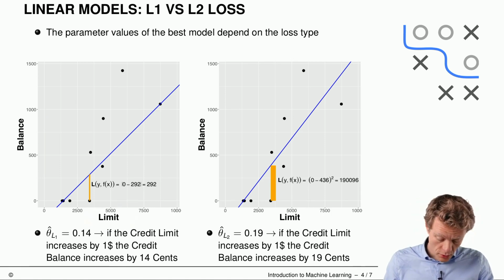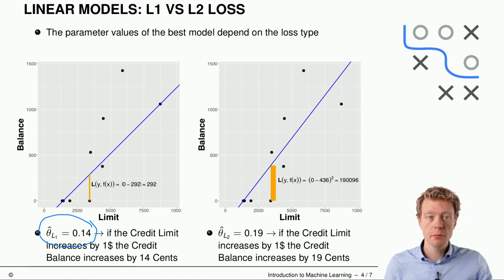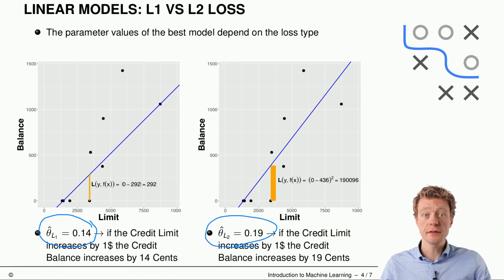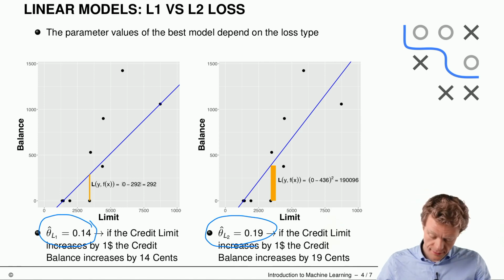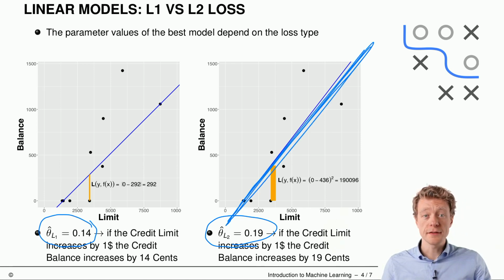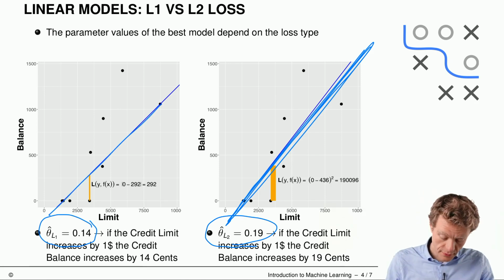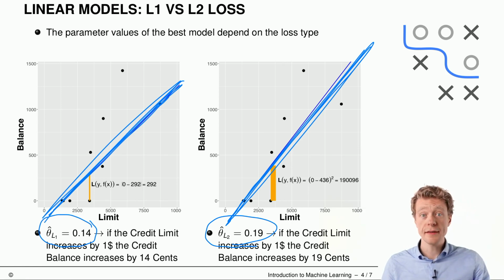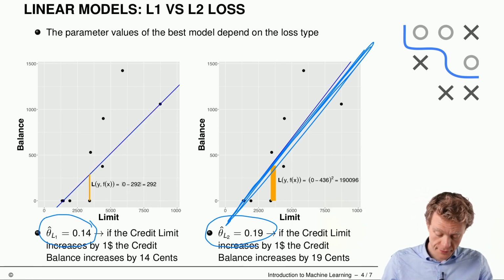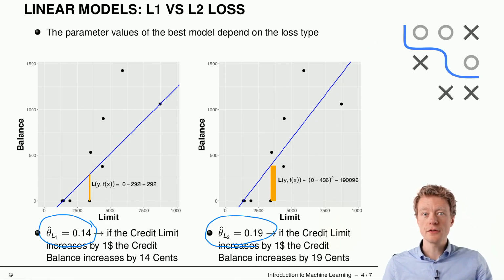In the example, on the left-hand side with L1 loss, the estimated slope parameter is 0.14. On the right-hand side, for the L2 loss, the estimated slope parameter is 0.19, which means that in this case the regression function is steeper for the L2 loss than for the L1 loss. Okay, so the best model differs if we vary the loss function.